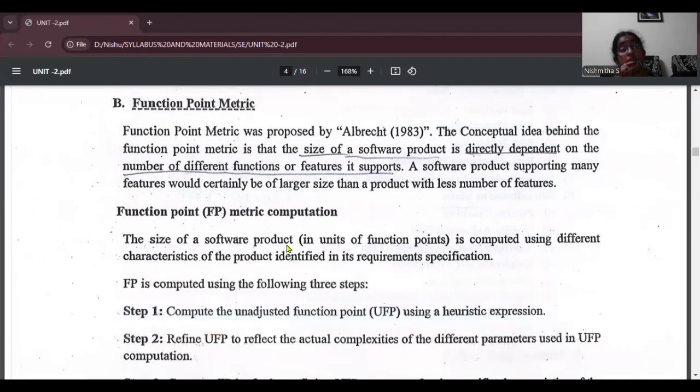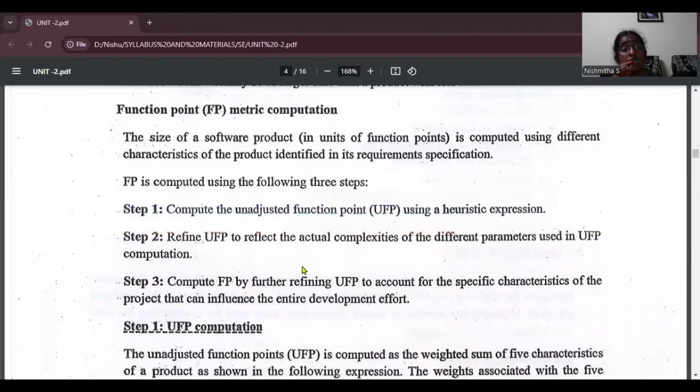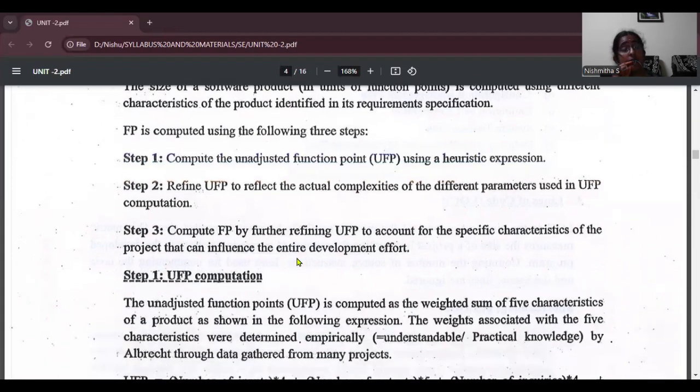In function point metric computation, the size of the software product is measured in units of function points. It is computed using different characteristics of a product that are identified in the requirement specifications. There are some steps to be followed to compute the function point. They are: compute the unadjusted function point, UFP, using a heuristic expression; refine the UFP to reflect the actual complexities of the different parameters used in the UFP computation; and compute the FP by further refining the UFP to account for the specific characteristics of the project that can influence the entire development effort.